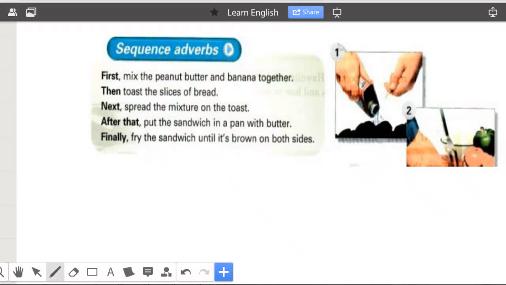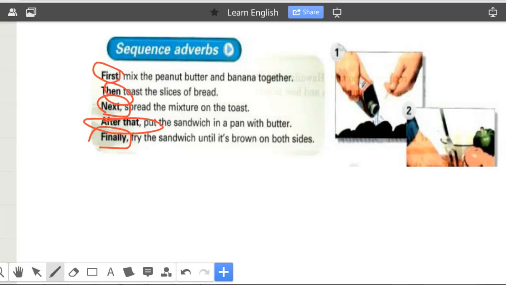And what we basically did was that we organized our ideas and we explained, in this case, a food recipe. We use sequence adverbs to do this. And so as I mentioned, we use first, we use then, we use next, we use after that, and then we use finally.